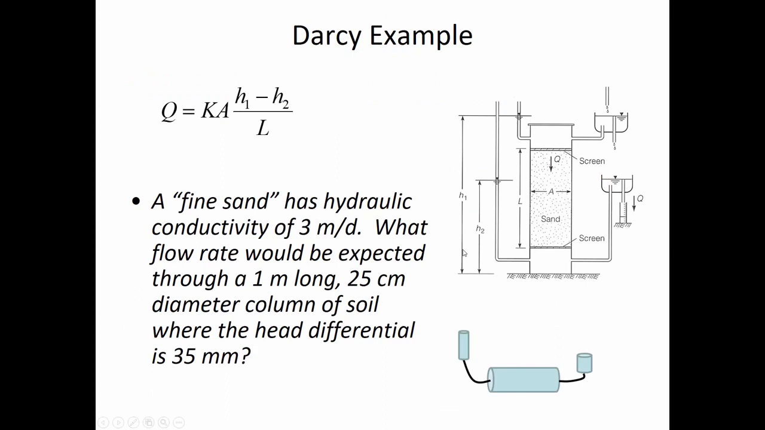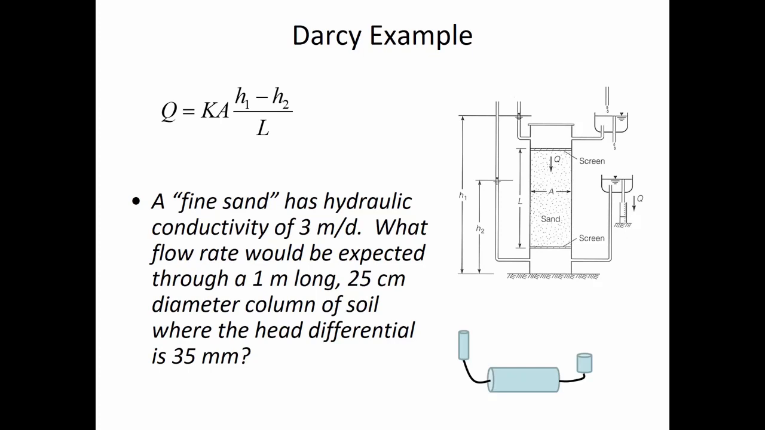Just to refresh our familiarity with Darcy's law, let's finish by doing this example problem. If we have a fine sand, if you look that up in a table of typical hydraulic conductivities, it might tell you the hydraulic conductivity is 3 meters per day. So let's find out what's the flow rate in terms of liters per day. What's the flow rate through a column of soil that's 1 meter long, 25 centimeters in diameter, and where the head differential, delta H, is 35 millimeters?